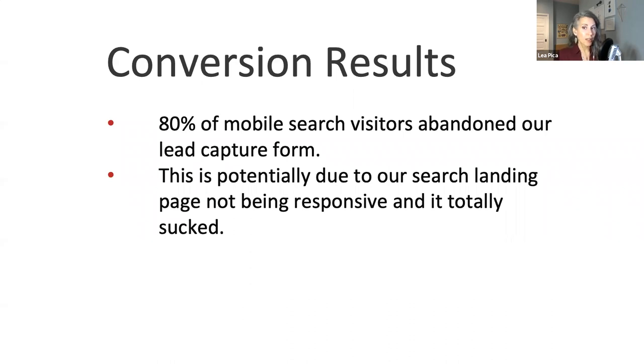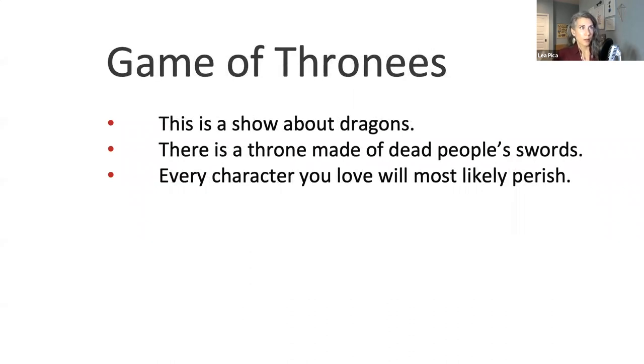You know, if you're watching Game of Thrones, would you start the show, you imagine them starting the show, where they give you a list of bullets of what's going to happen in the episode, that the show's about dragons and there's a throne with dead people and swords and most likely every character you love is going to die by the end. Sorry, spoiler alert. No, of course not. That's not what they're going to do. They're going to have something like a through line and create anticipation and imagery.